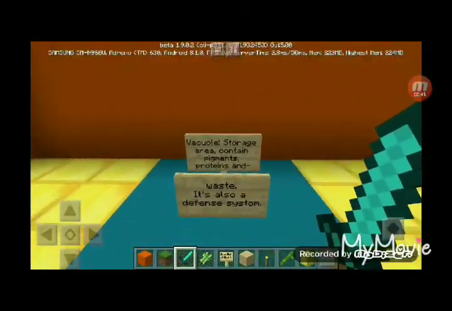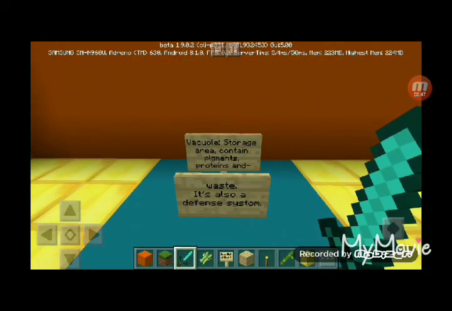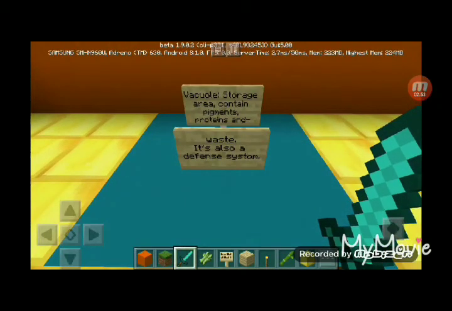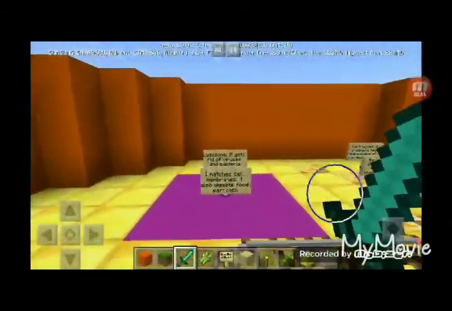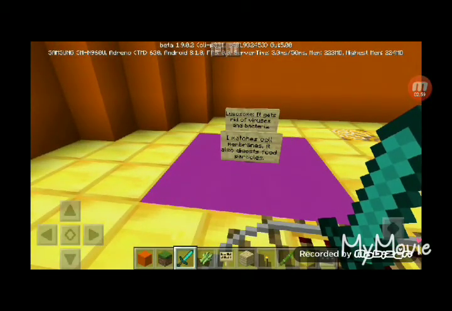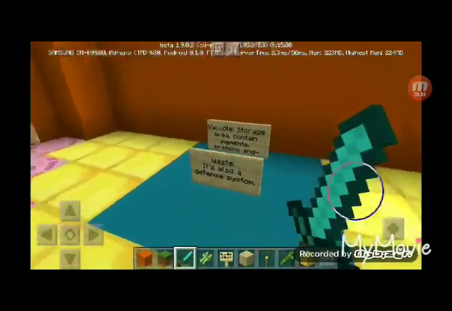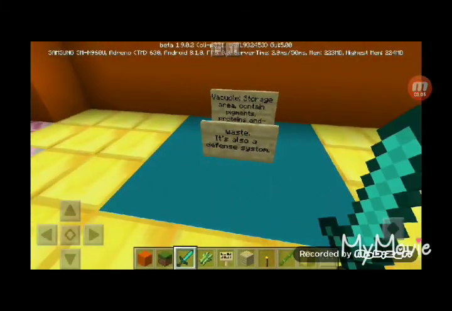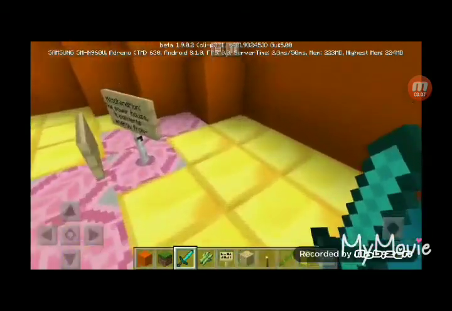Alright, so next to it, we got the vacuole. It's a storage area, contains pigments and proteins and waste. It's also a defense system. It's a little bit like the lysosome because this keeps the viruses and bacteria away. This thing is a defense system. It keeps bad stuff away.